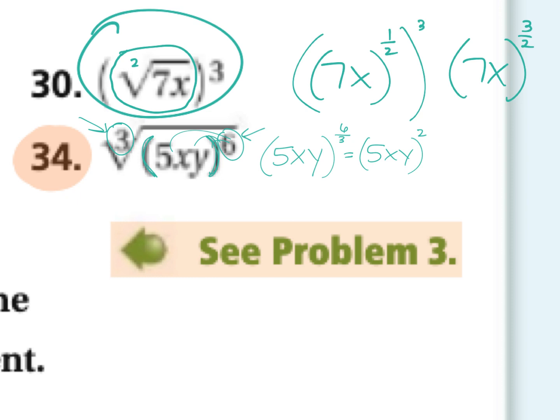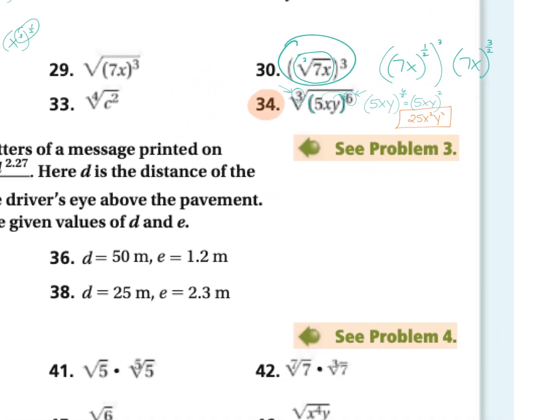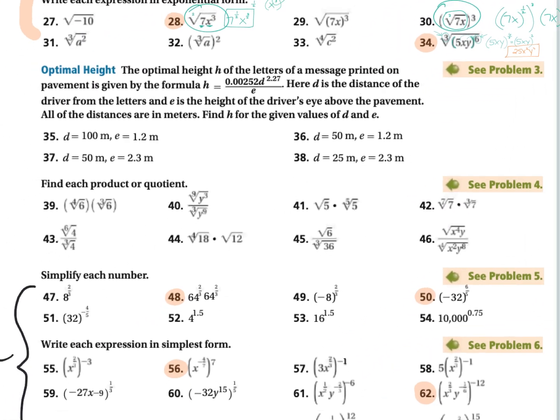So when we simplify this, 5 squared is 25, and then we have x squared and we have y squared, and that's as simple as you can go with that. That will be your answer. All right, moving on.